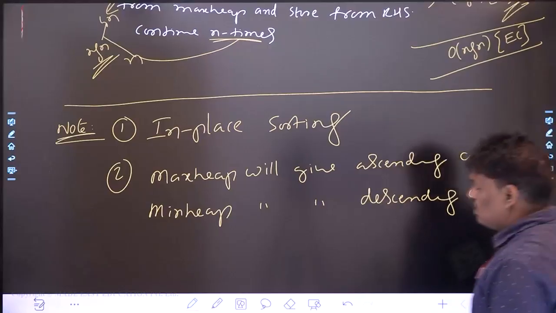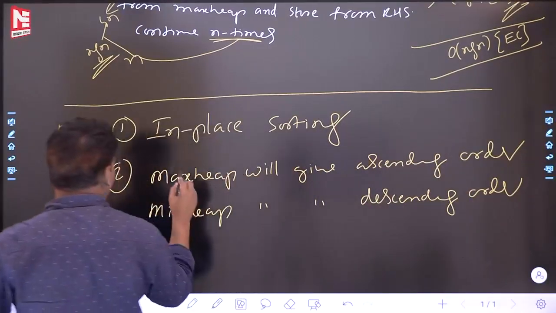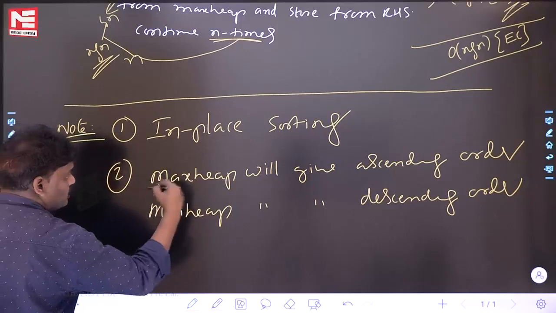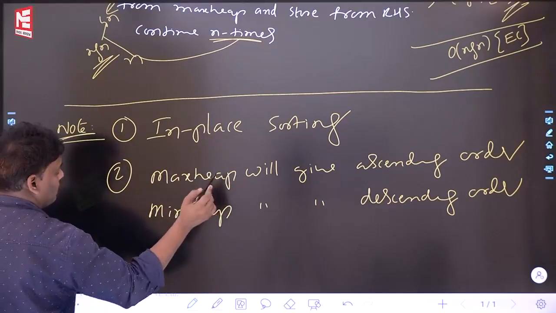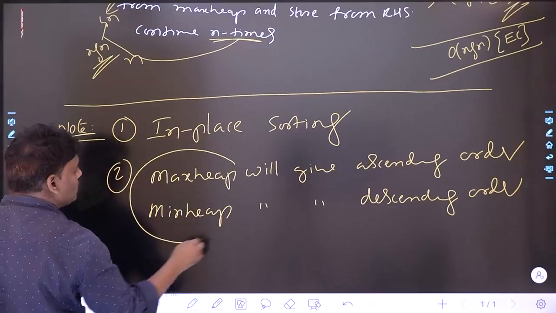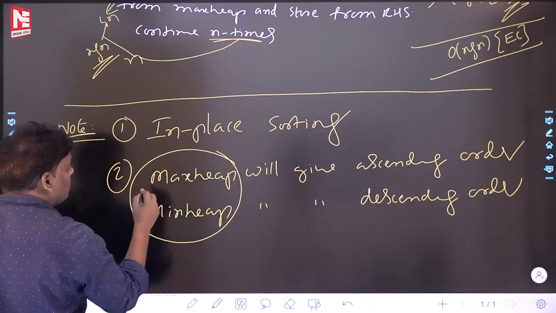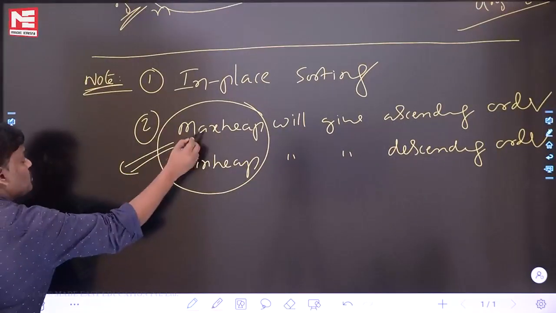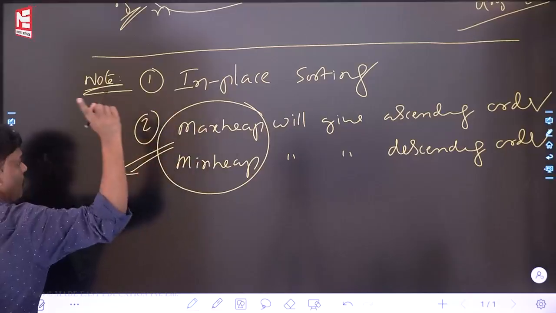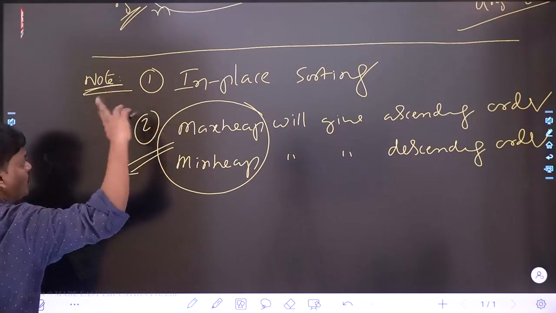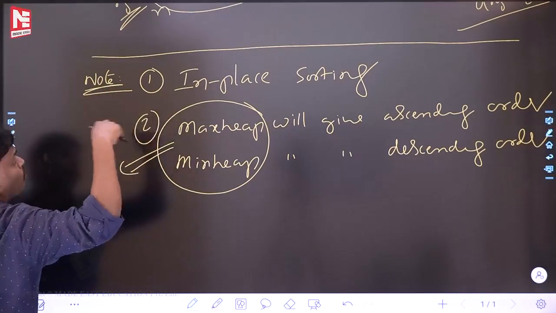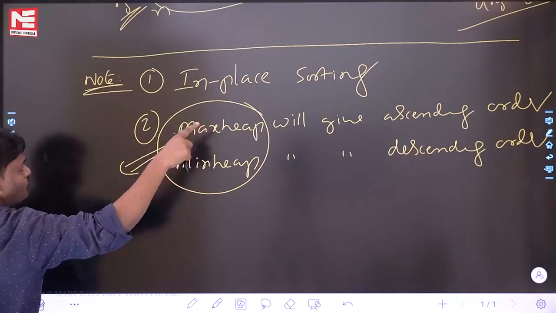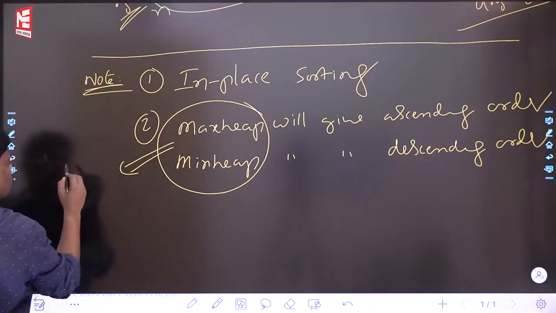And one more thing, listen everyone now. Max heap and min heap, which will give ascending order? Max heap will give ascending order, min heap will give descending order. Try to remember. Sorting normally means ascending or descending, both can come. But most people will think that sorting means ascending order. Who will give ascending order? Max heap. Please be careful.